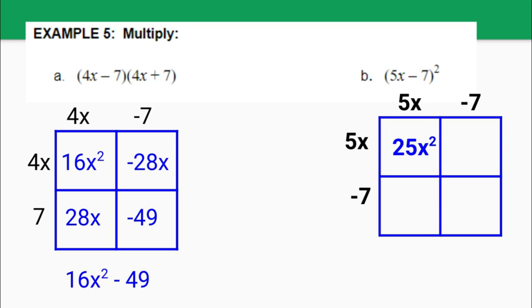5x times 5x is 25x squared. 5x times a negative 7. And negative 7 times 5x. And lastly, negative 7 times negative 7 is a positive 49.